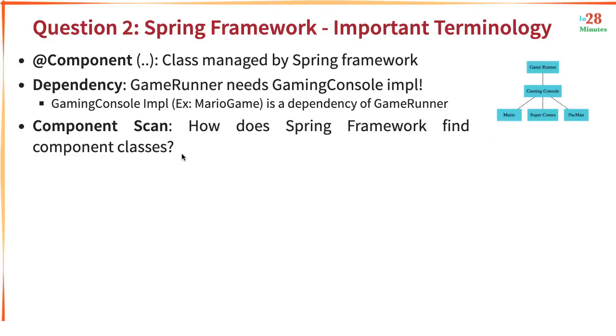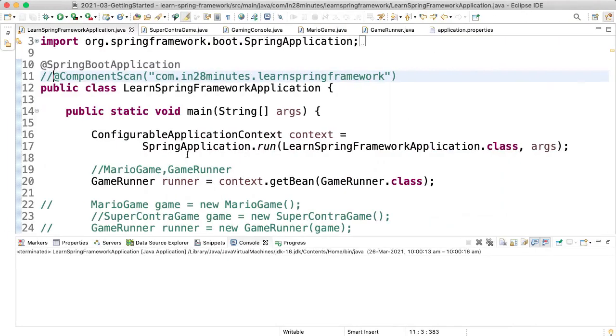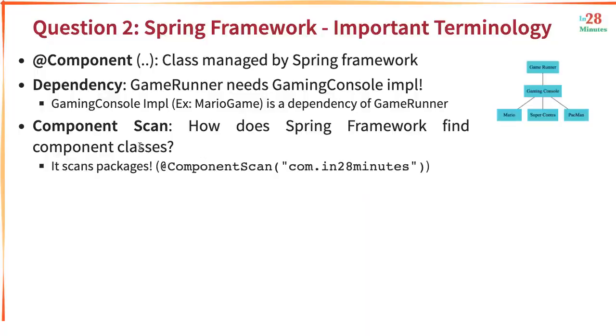So component scan is how Spring identifies the component classes. What Spring does is it goes and searches this package. It searches all the classes in this package and sees if any of them have an @Component annotation on them. There are a few other annotations Spring Framework looks for as well, but the most important one is @Component. Once Spring is able to find @Component classes, it would try and create instances for them. So Spring does component scan by scanning the packages.